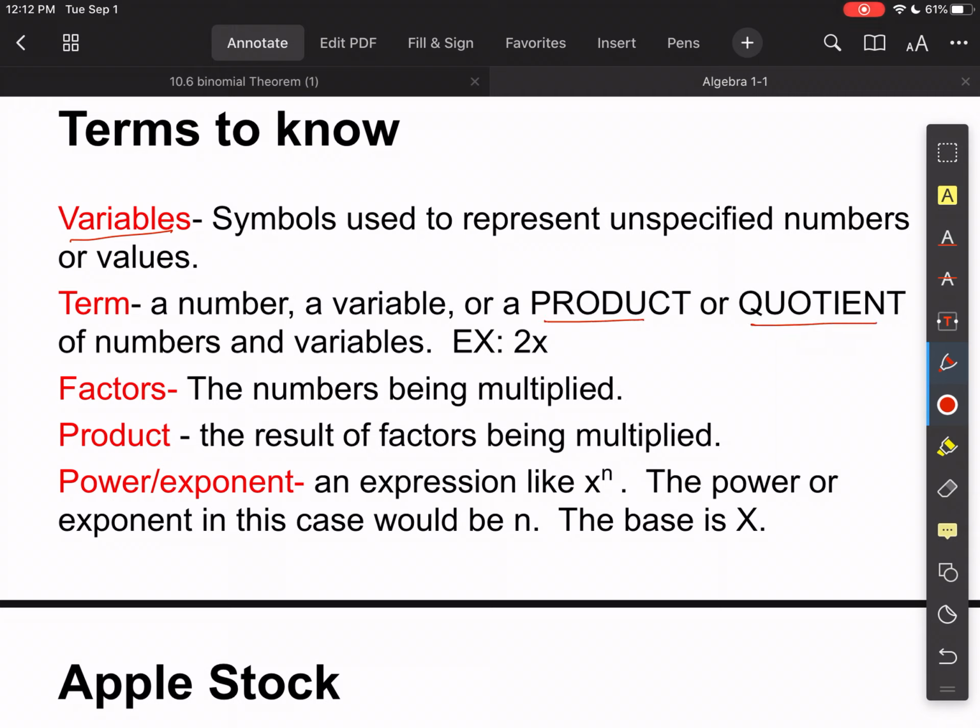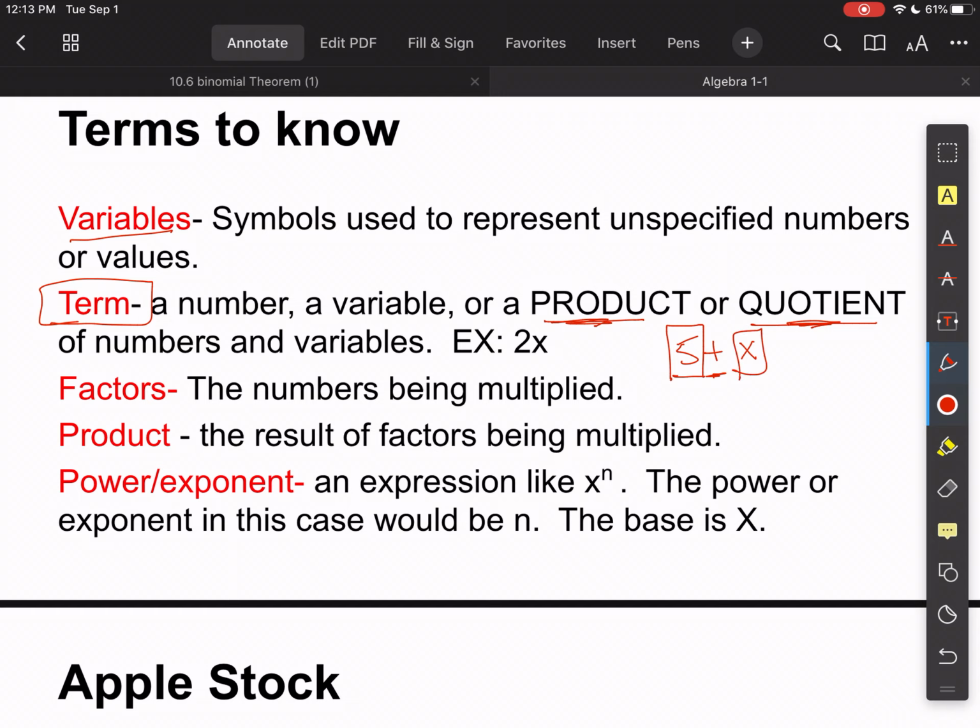It is very important that you understand what a term is in Algebra 1. If I said something like 5 plus x, I might ask you, how many terms do you see here? If a term is the product, which means multiplication, or quotient, which means division, of two or even more things, then here, if I'm adding two different things, I have two different terms. This is a term, this is a term.